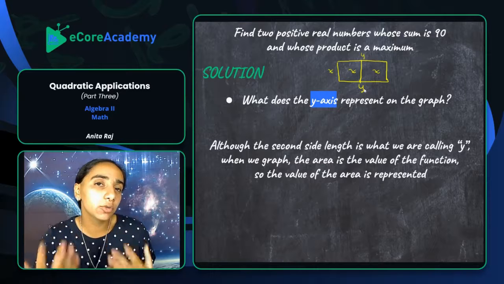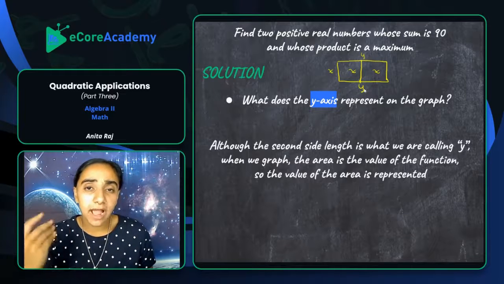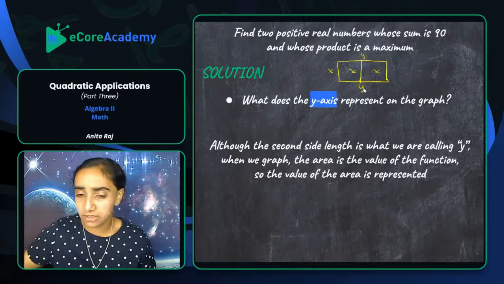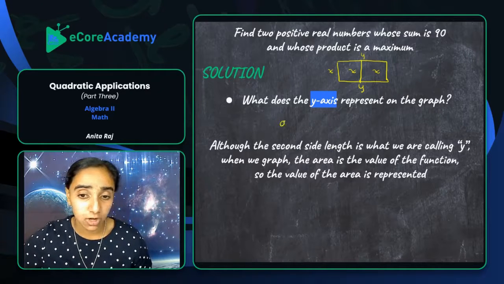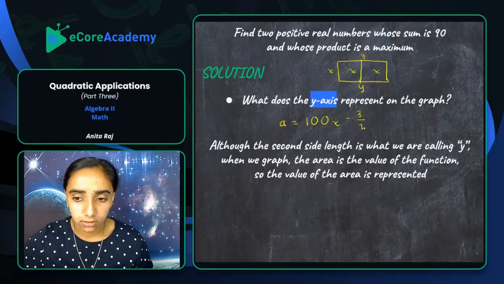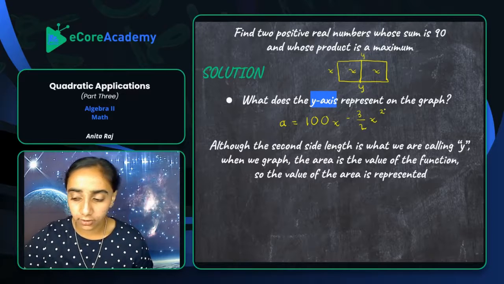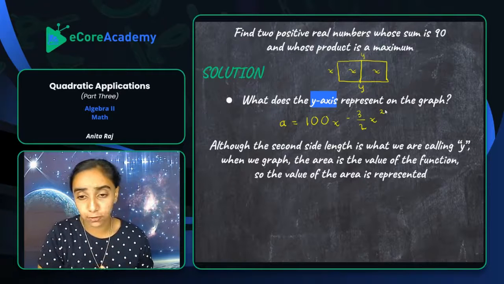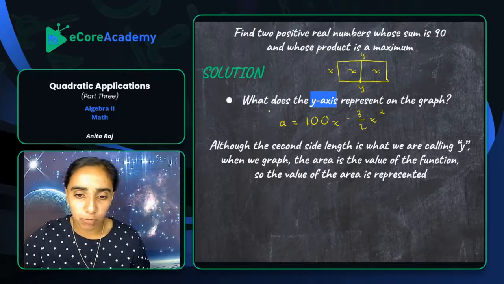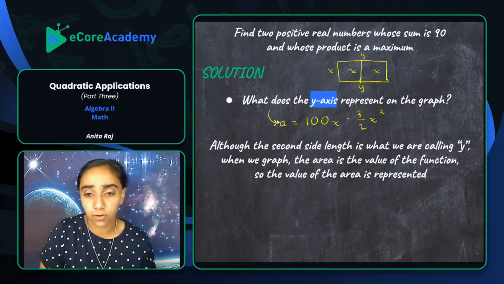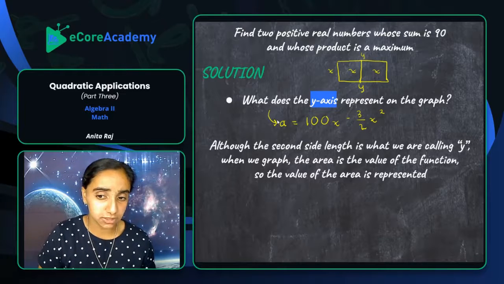Although the second side length is what we're calling y, even though we're calling it the variable y, when we actually graph, the area is the value of the function, so the value of the area is represented. So let me write out that function for you that we found from the last problem. A equals 100x minus 3/2 x squared. So we already said that x in this case represents our side length x. That was pretty straightforward. However, if you see right here, we don't have y written. We have A written. So we're not saying y is equal to 100x minus 3/2 x squared. We're saying A is equal to 100x minus 3/2 x squared.